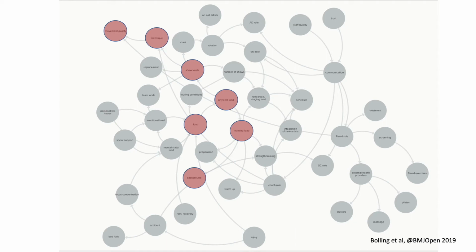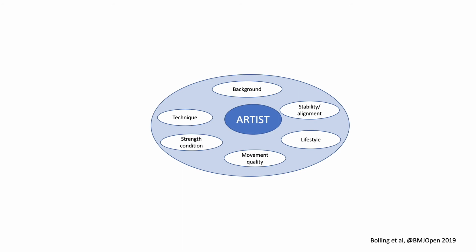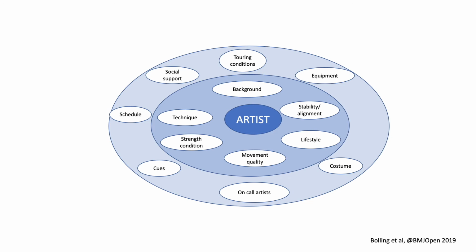And this sounds really not organized and difficult to follow and to see all the relations. But then I tried to organize this and look to the artist. And around the artist, there are many artist-related factors. Those factors that we already heard about, so technique, background, stability. Me as a physio, it's many of those that we try to change or to improve in the artist. But around that, there is what we call the extrinsic risk factors.